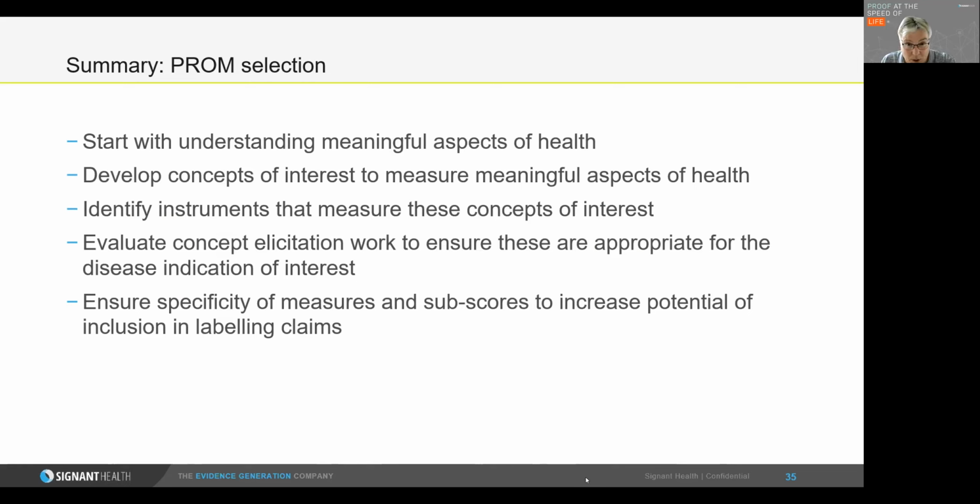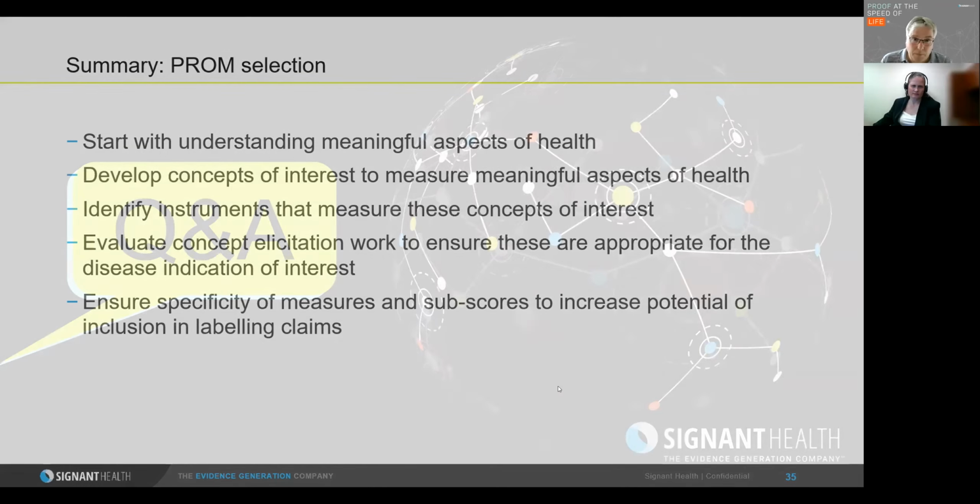So look at the concept elicitation work, make sure that these are appropriate for the disease indication that we're interested in. Is it comprehensively addressing the concepts for that disease? And then finally, look at the specificity of the measures and the subscores that we think are important to increase the potential of labeling claims based on those endpoints. So if you go to the next slide.